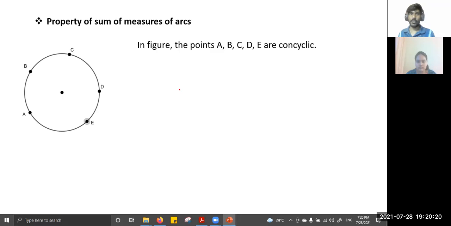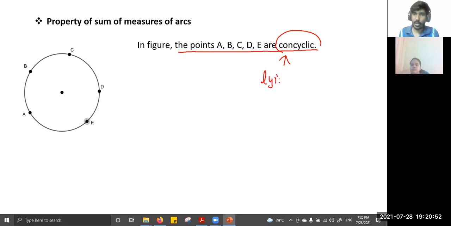Next concept is called property of sum of measures of an arc. What does this mean? Understand it with the help of this example. In this figure, the statement says the points A, B, C, D, E are concyclic. The meaning of concyclic is that all these points lie on the same circle. Concyclic means points lying on the same circle.